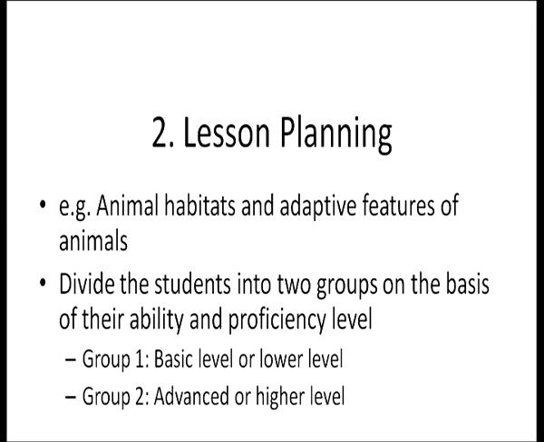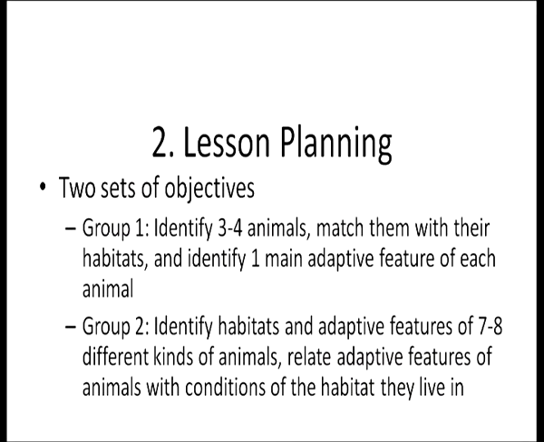The teacher is teaching the topic of animal habitats and their adaptive features in the classroom. She needs to divide the students into 2 groups on the basis of their ability and proficiency level. The group 1 can be the basic level of students or the lower level of students, and group 2 is the advanced or the higher level of students. Now she needs to plan 2 different sets of objectives for these groups. For the first group, the students can be asked to identify 3 or 4 different animals, match them with their habitats, and identify one main adaptive feature of each animal.